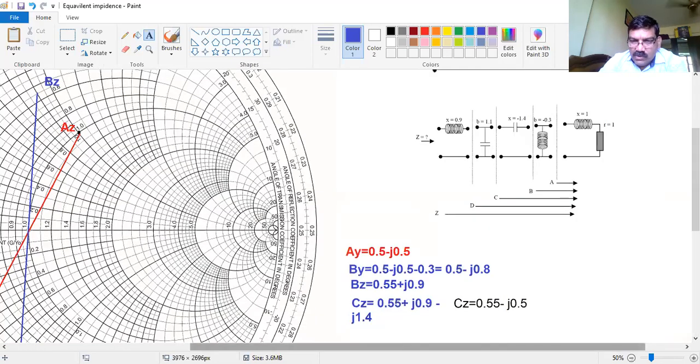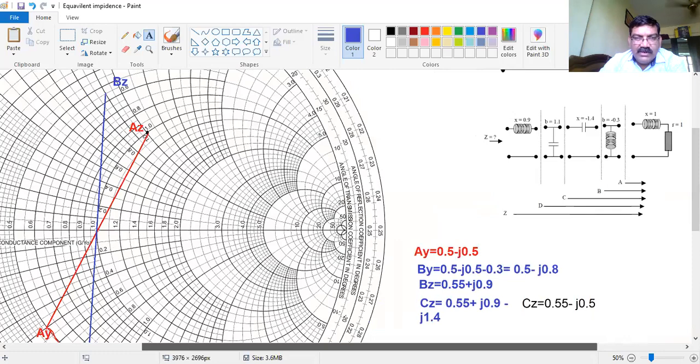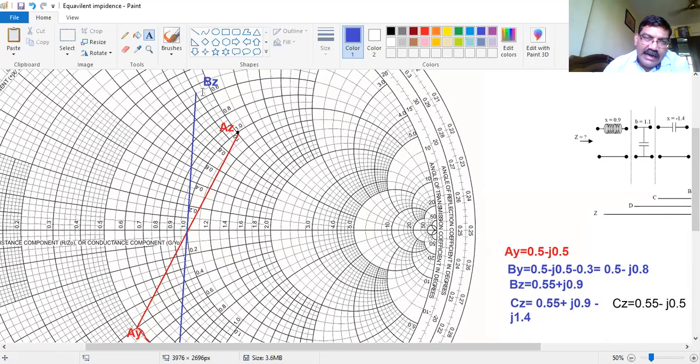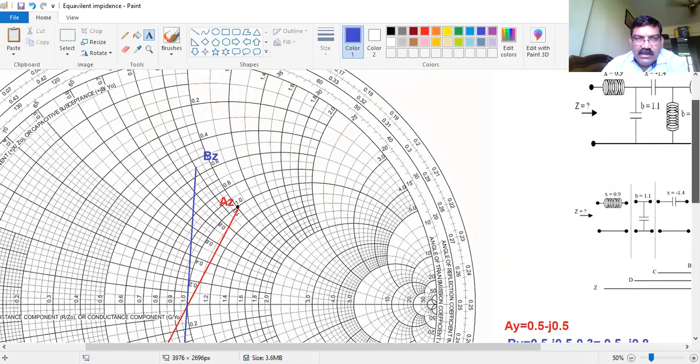Okay. So it is the minus value, so you have to go anti-clockwise on this. We are adding the susceptance, sorry, impedance. So we have to go this way, this way, this way. So this is 0.9.